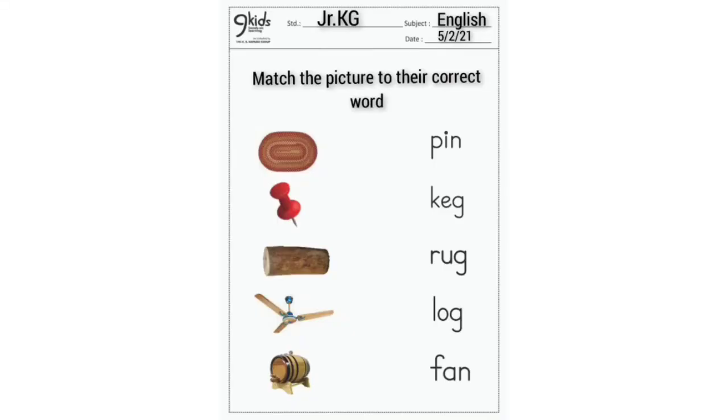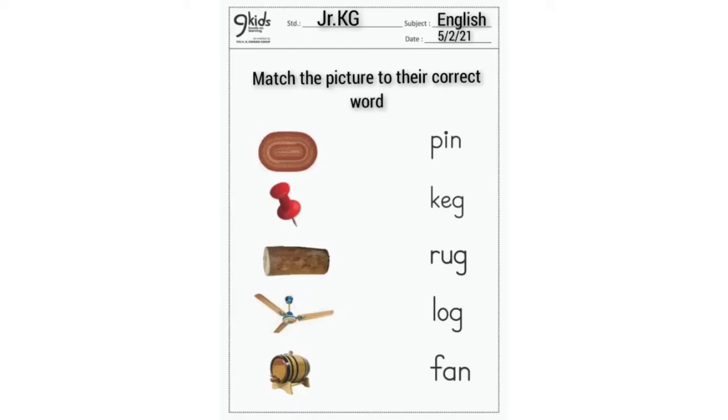Now I will give you one worksheet. Kids, in this worksheet you have to match the picture to their correct word. So first we will recognize all pictures one by one. First picture is of rug. Next picture is of pin. Next is log. Next is fan. And the last picture is of keg.